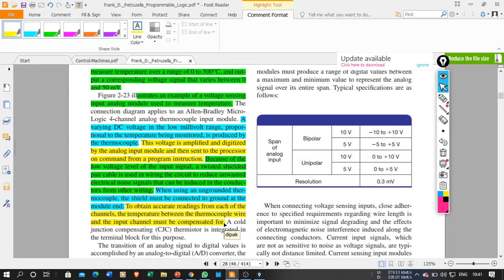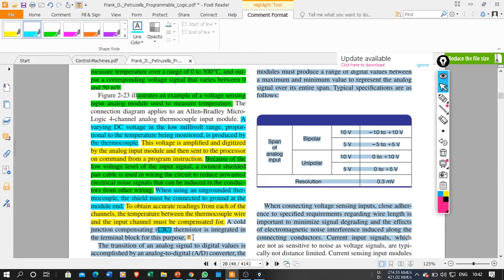A cold junction compensation thermistor is integrated in the terminal block for this purpose, and for the compensation purpose you need to use the cold junction compensation. A cold junction compensating thermistor is integrated in the terminal block for this purpose.